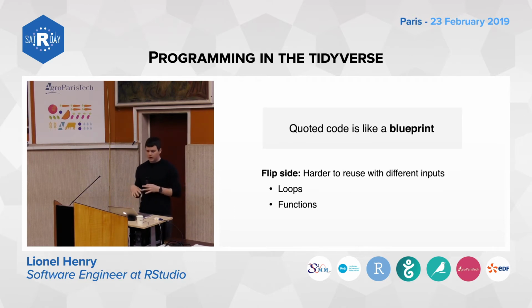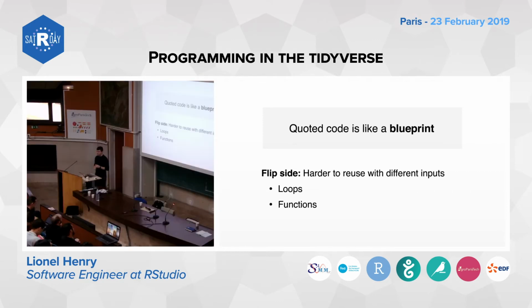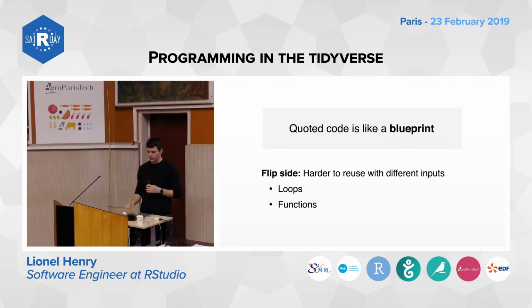So when you have functions that work with blueprints, that delay the computation, that makes it harder to reuse these functions with different columns, with different inputs. And there are two cases where you want to do that. It's when you want to reuse this function in a loop, and when you want to wrap another function around the data masking functions.